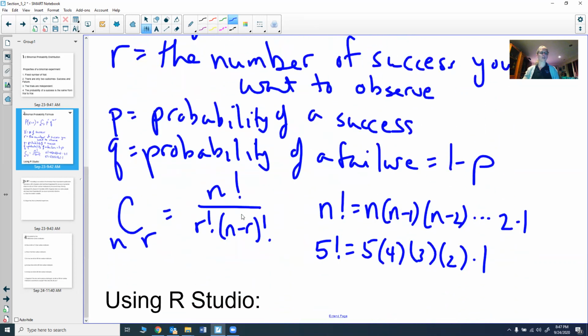Oh, and I forgot to mention one other thing. What is N? N is your number of trials. So it's how often you're completing the experiment. So if you're saying X is greater than or equal to R, then you have to go from R all the way up to N and calculate that formula every single time. And that's not a lot of fun.